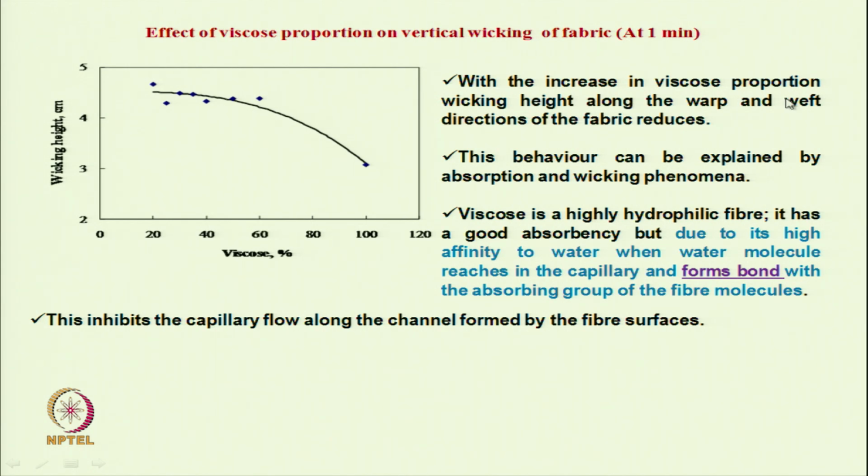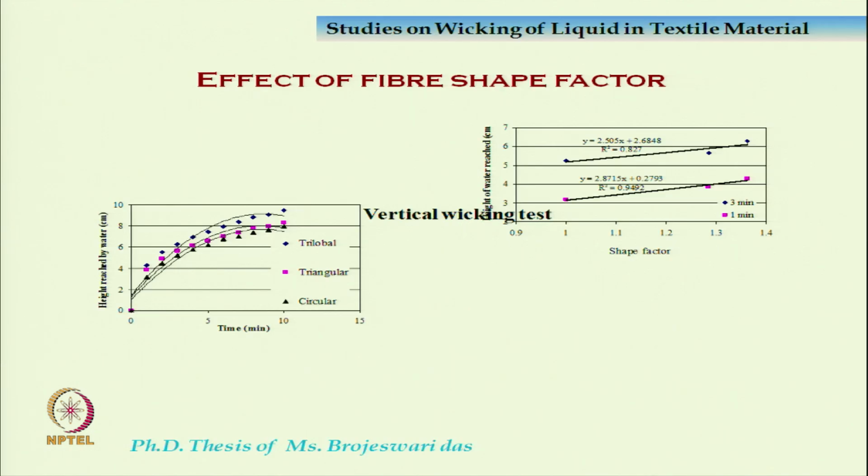So, with the increase in viscose proportion, the wicking height along the warp and weft direction of fabrics reduces. Here we have used woven fabric. This behavior can be explained by the absorption and wicking phenomena. Viscose is a highly hydrophilic fiber, it has good absorbency, but due to the high affinity for water, when water molecules reach the capillary, they form bonds with the absorbing groups of viscose. So, that is why it retards the wickability.